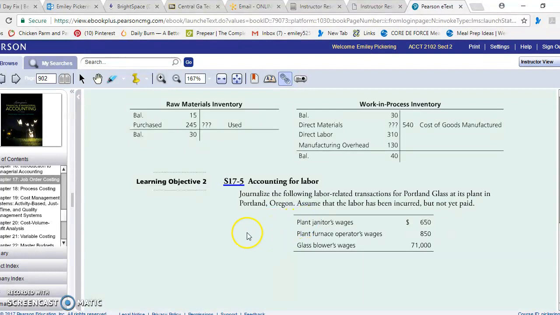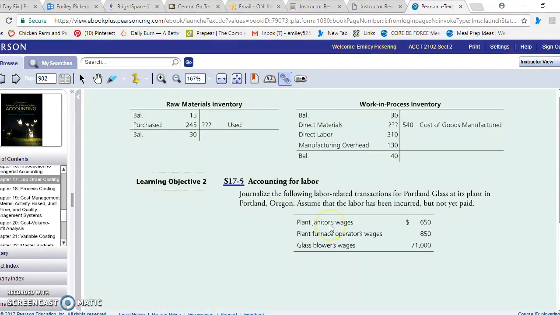So in this one, we want to have labor-related transactions. Now, again, we have direct labor and we have indirect labor. So direct labor are those people that are easy to track. We know exactly how long they worked on each object. We can trace their labor directly to whatever they're making. Indirect are those people that we know still need to work there, but you can't necessarily trace a certain hour to a certain thing that you're making. So janitors' wages are going to be indirect. The plant furnace operators' wages are most likely going to be indirect as well.